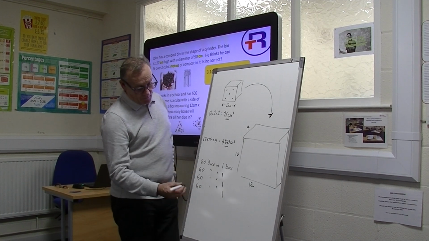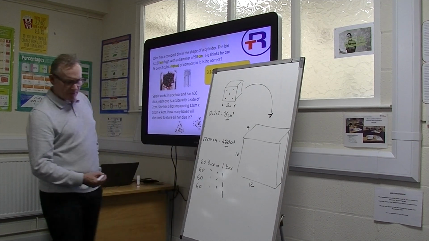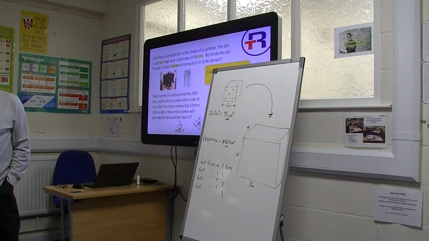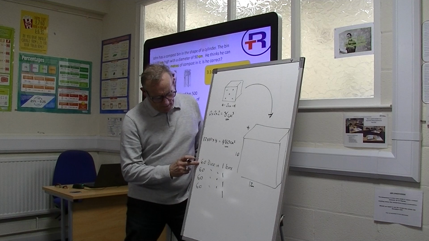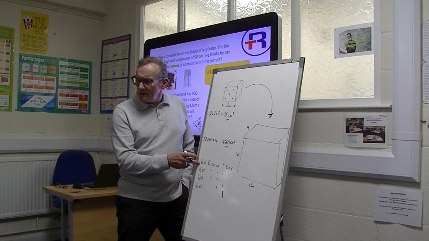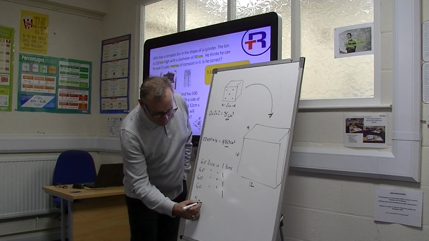What have we got there at the moment? 240. Crikey, it's going to be a lot of boxes, isn't it? How many boxes do you think it's going to be? Or could we work it out a bit quicker? What if we take that and divide it by 500? See how many of those go into 500? That's what I would do, isn't it? Yeah? It's a bit easier, a bit quicker.